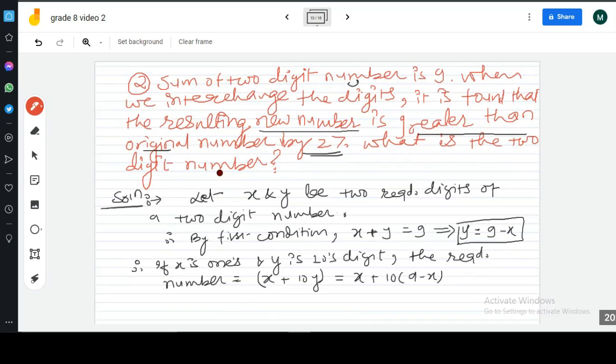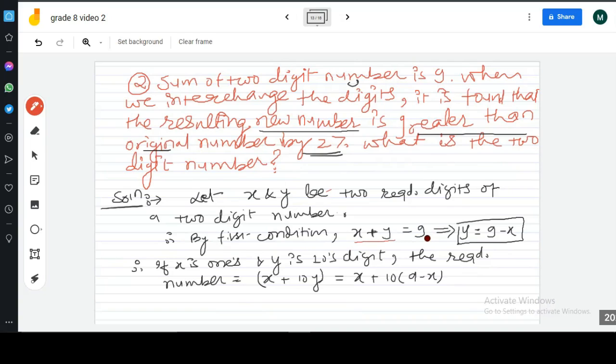So what is the two-digit number? So just try to understand. Try to read the statements given in the example and try to get an expression in terms of one variable. So here, since the number is a two-digit number, I consider x and y as two numbers here. So let x and y be the two digits of a two-digit number. Out of which one will be the ones place, other will be the tens place, right? As we are given the sum of these two digits is 9, I can write x plus y is equal to 9.